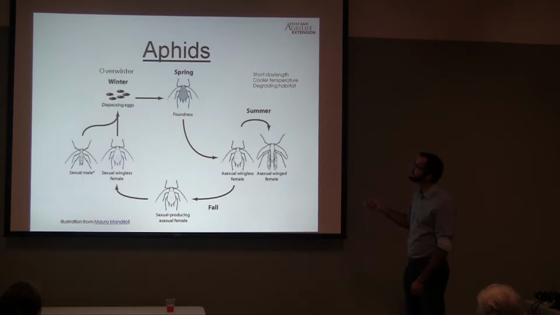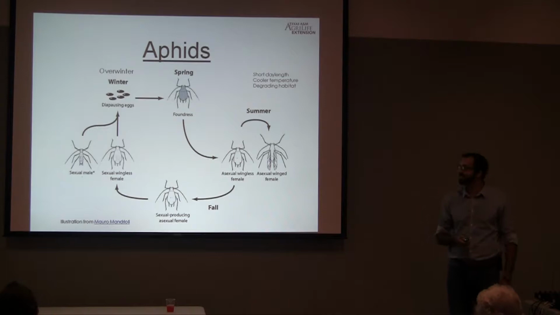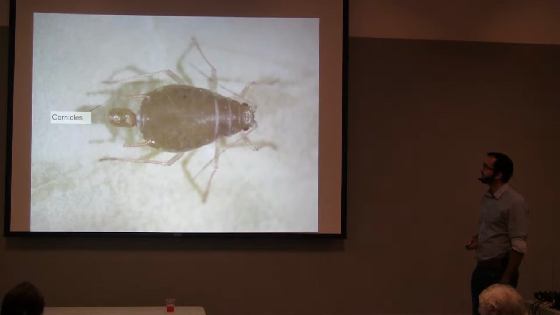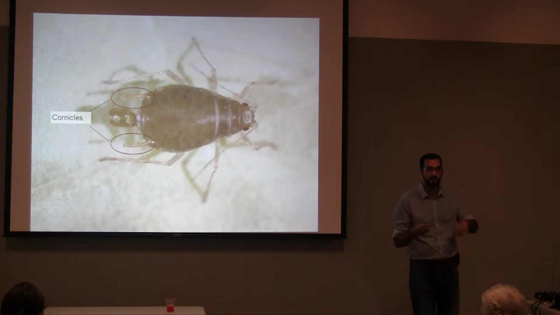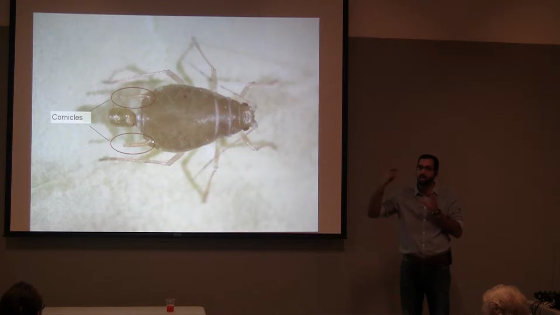There's a reason why they are so hard to defeat. Here it is. Here is a mother giving birth to a clone. You can see these right here, called cornicles. These are often used in communication, so they release what's called alarm pheromone. Whenever they're being attacked, it releases this little droplet. It's a volatile chemical. It goes into the air, and all the other aphids nearby can sense it, and they start panicking and freaking out.